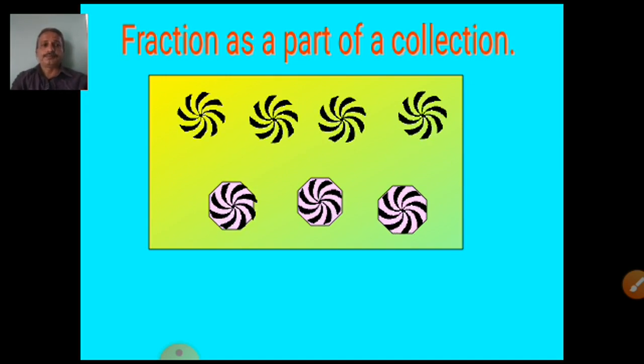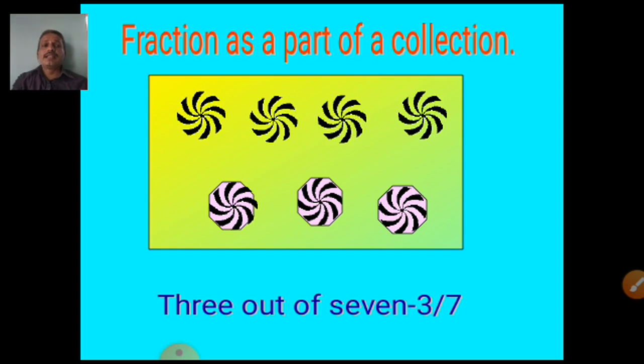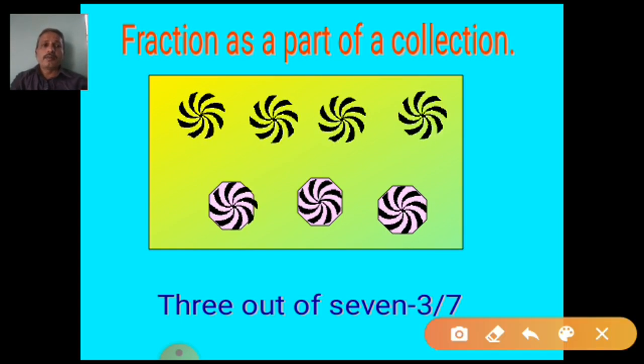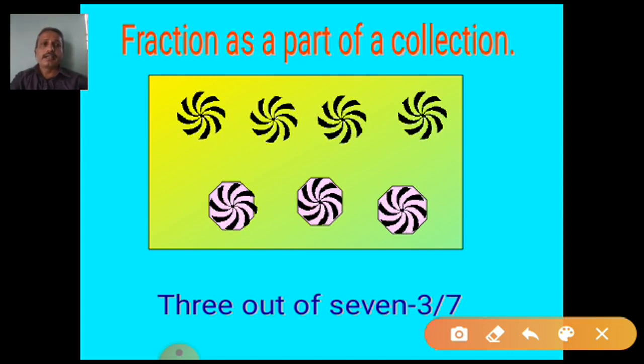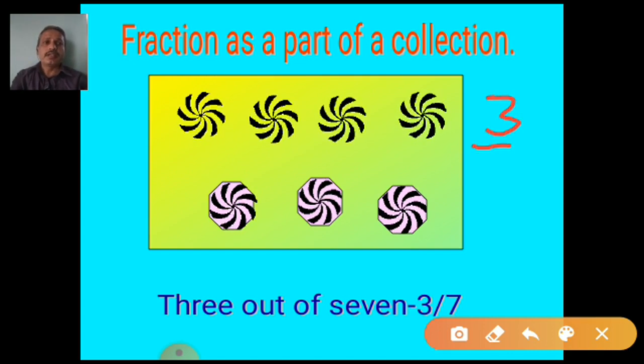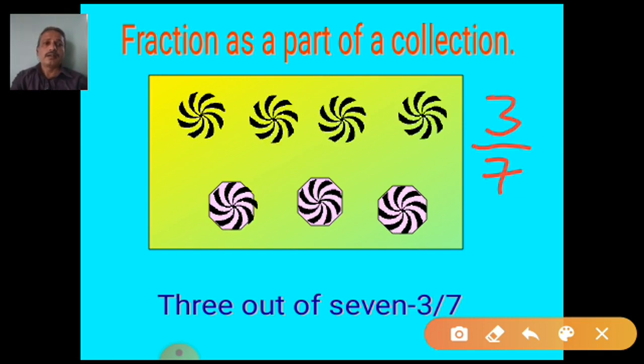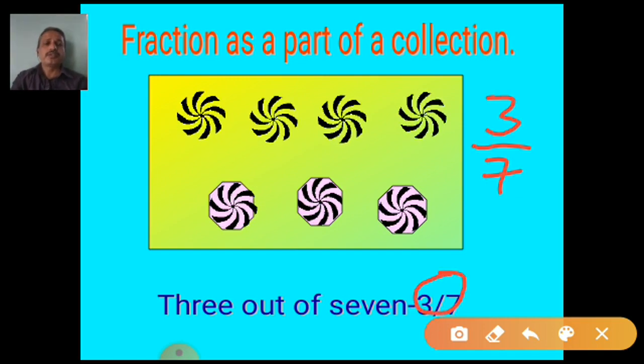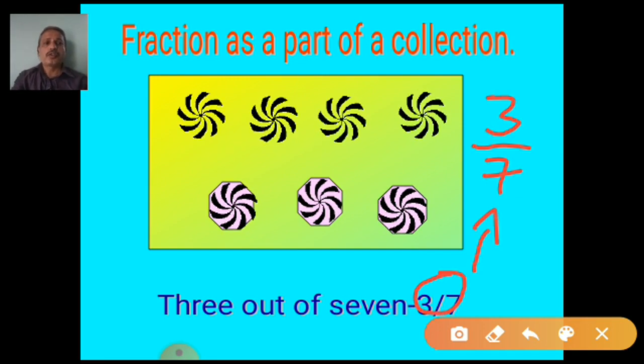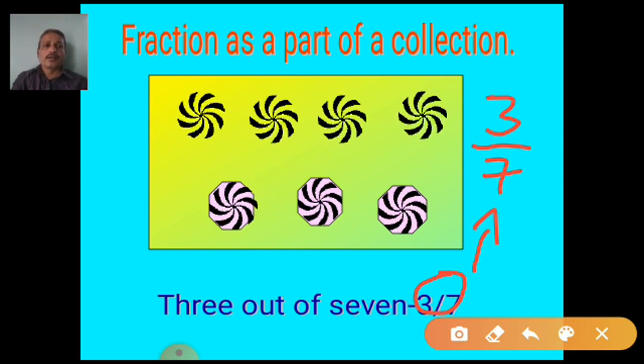Let's check. 3 out of 7, that means 3 upon 7. Student, don't be confused. Here I have written it this way, but actually this is 3 upon 7. This 3 upon 7 is shown in this way. Good.